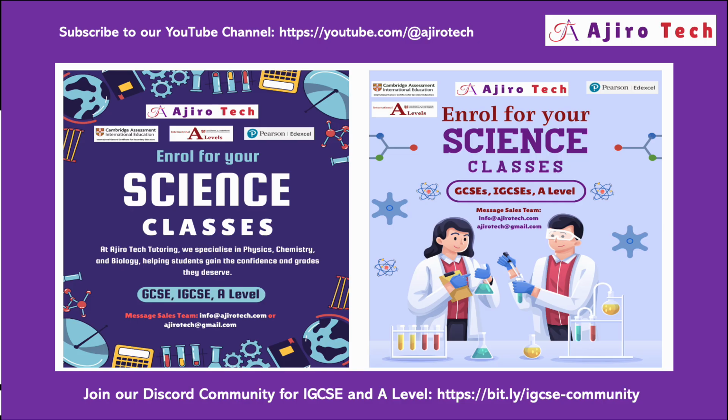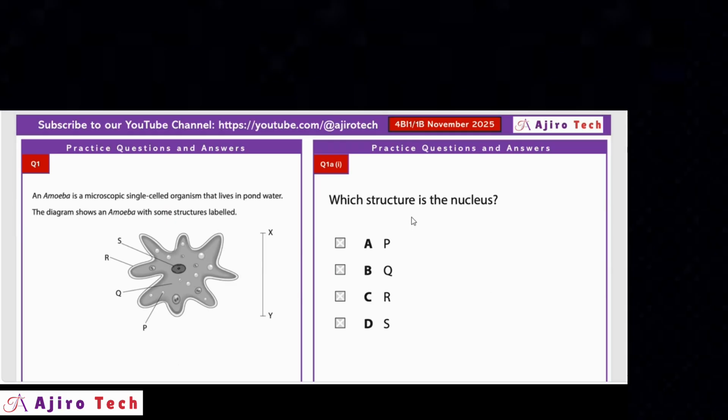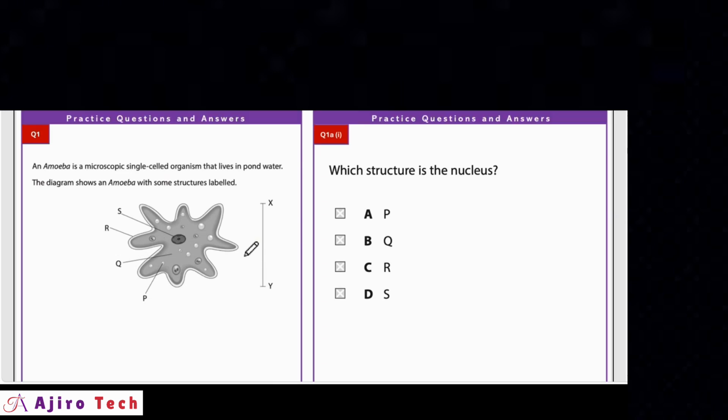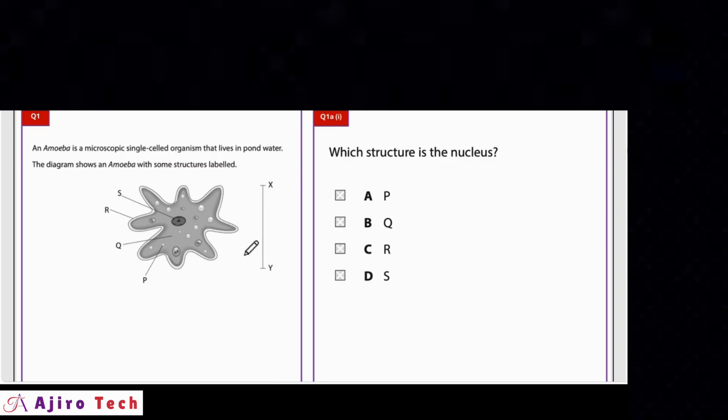Now, question 1. An amoeba is a microscopic single-celled organism that lives in pond water. The diagram shows an amoeba with some structures. You can see this structure of the amoeba. You can see line X and Y. The line is showing you the size. So question A says each structure is the nucleus.